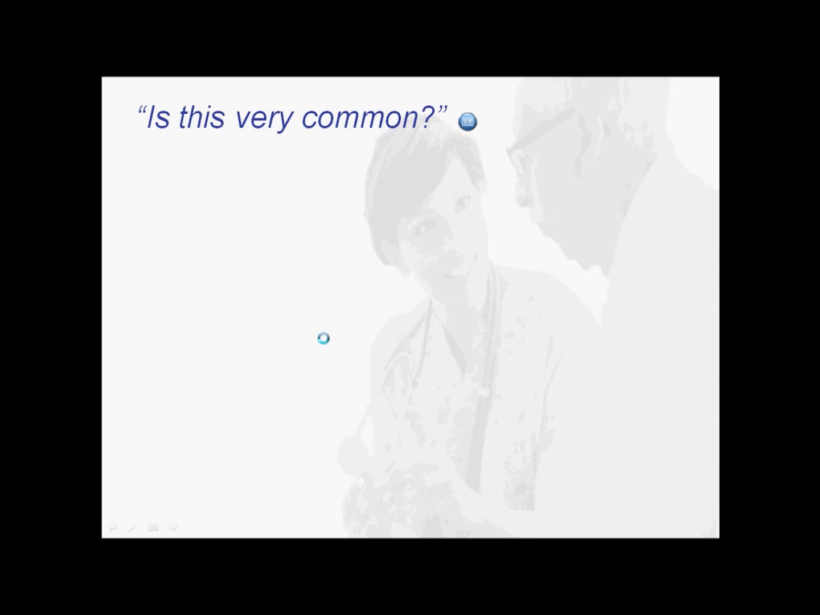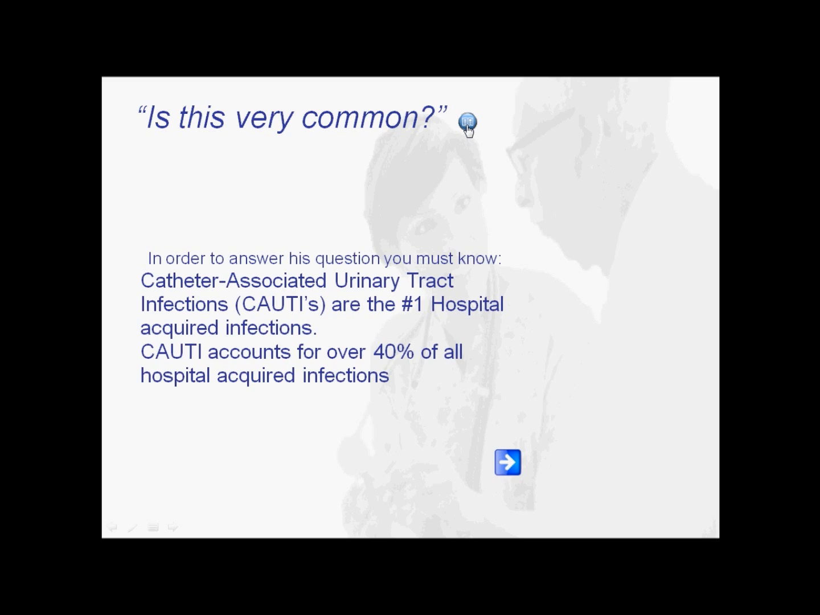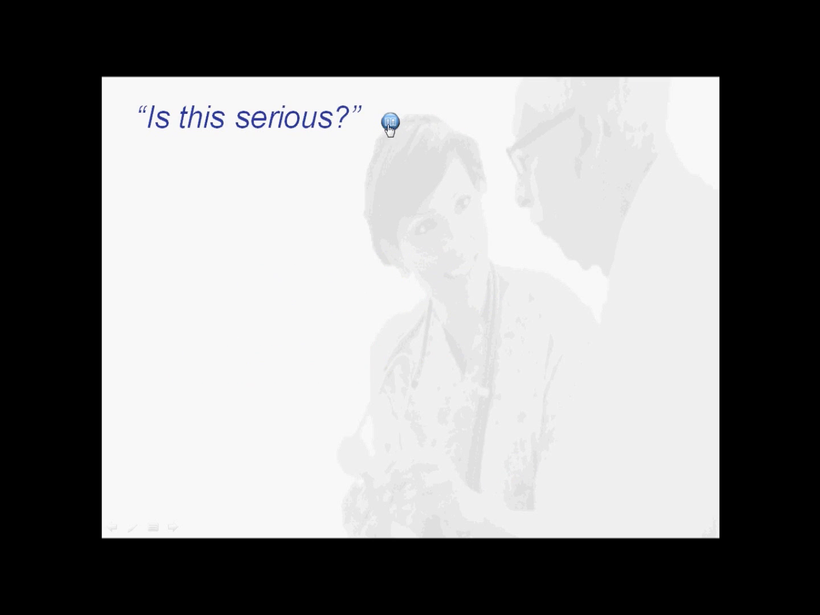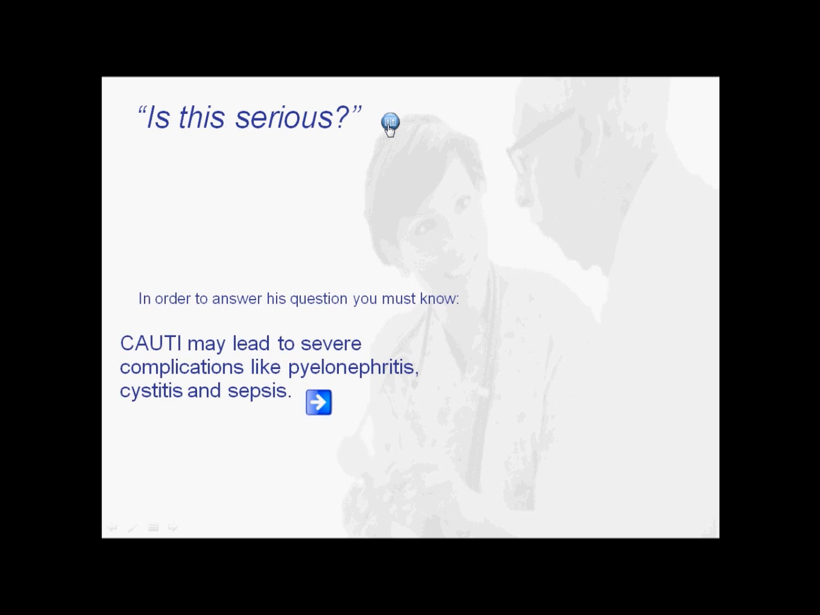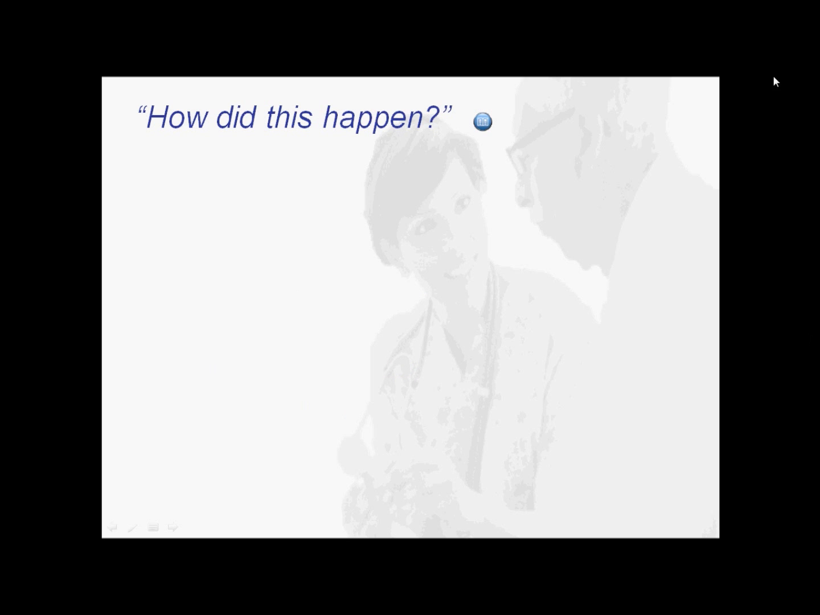So here's his questions, and learners were instructed earlier that if they press on this, they'll get the information they need. So here's the information. This was in the overview before, and now it's in that context of where it's needed. Another question, the husband asks, is it serious? Same information, meaningful context. How did it happen?